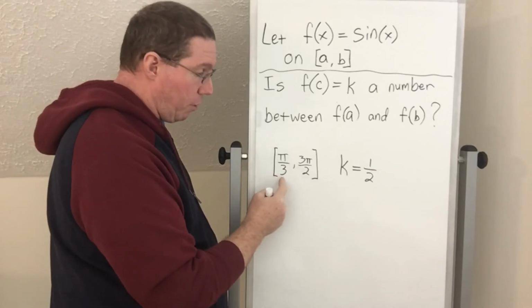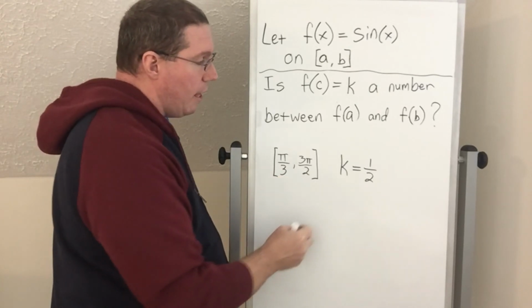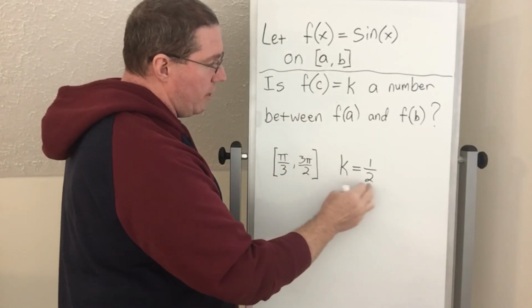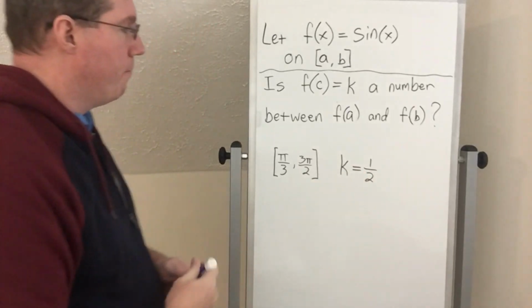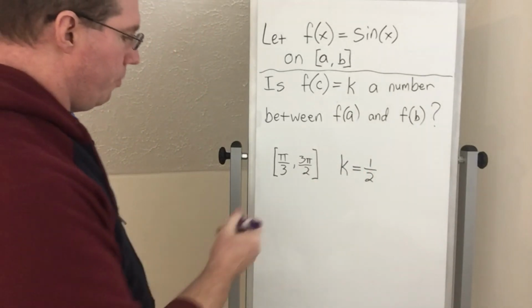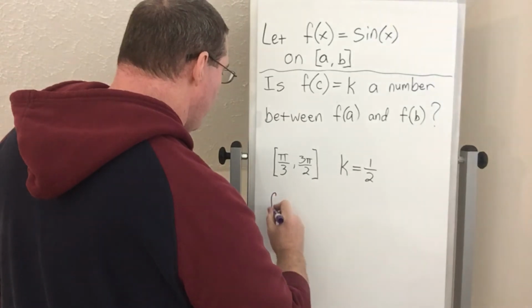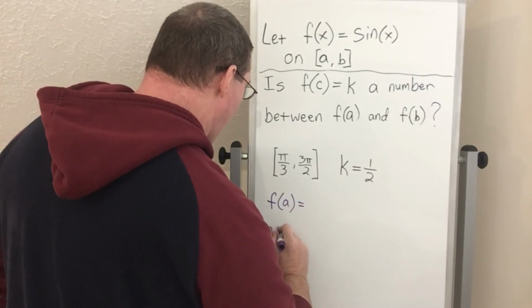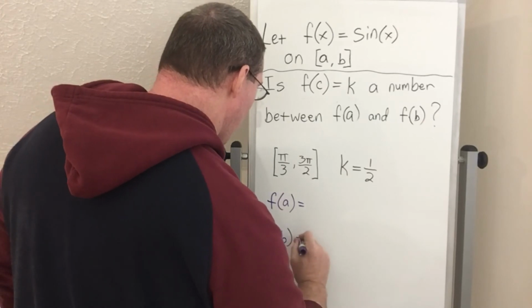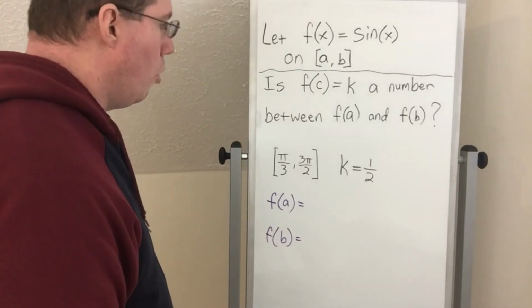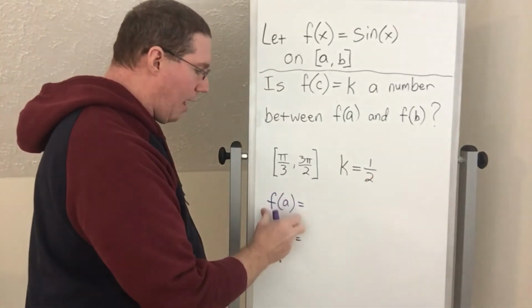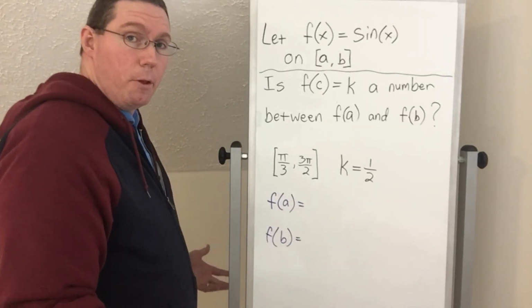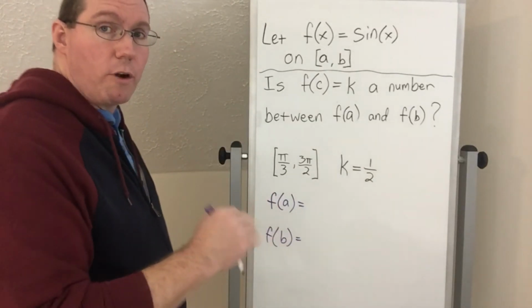Now, pi over 3 is smaller than 3 pi over 2. And our k that we're given is 1/2. Here's what we want to know. The first thing we need to do is identify f of a, then identify f of b, and then answer whether 1/2 is between f of a and f of b. Very simple. Why don't you go ahead and pause the video and try this yourself.